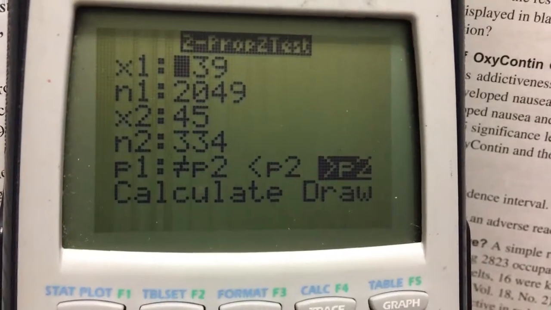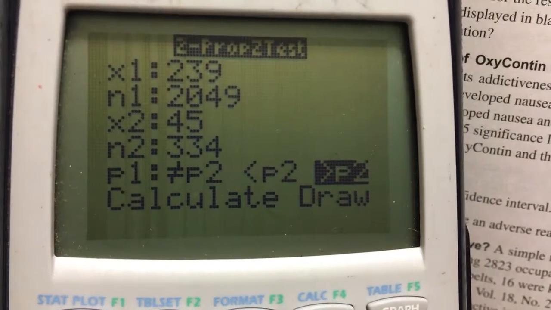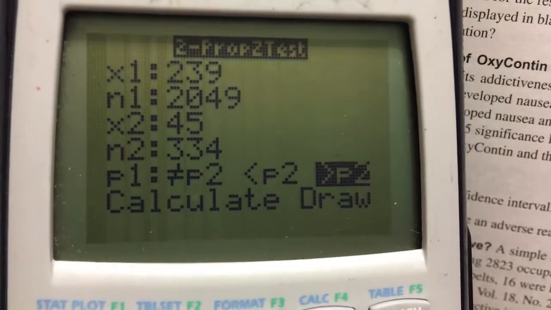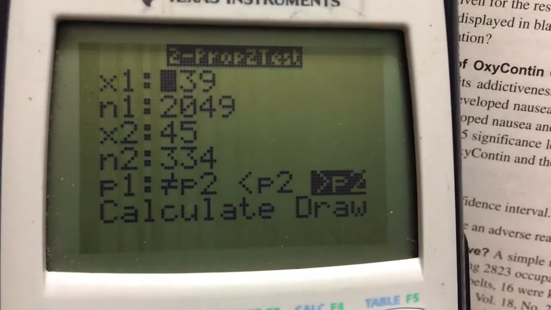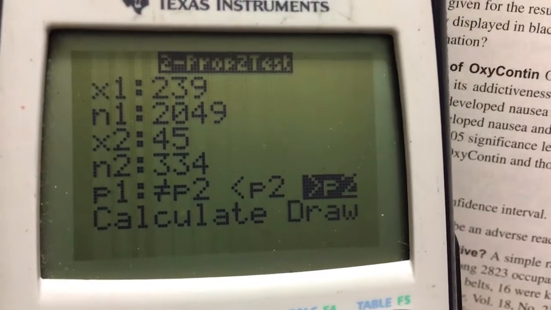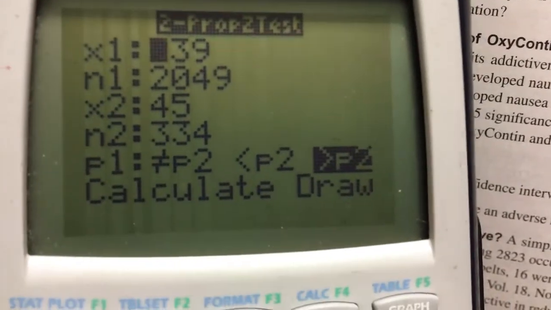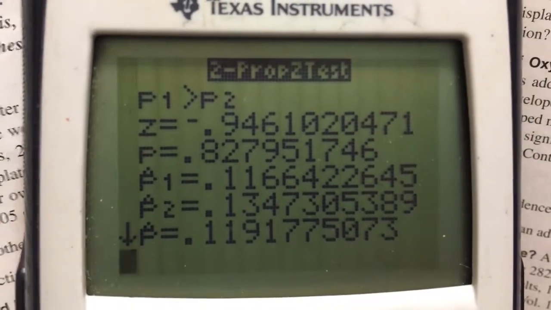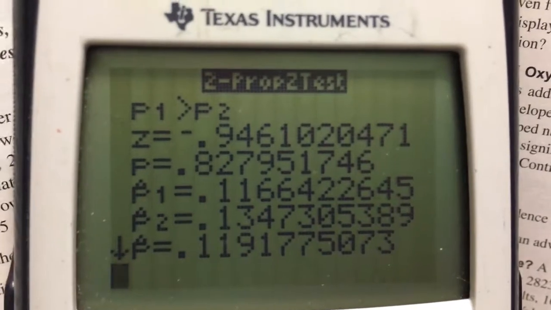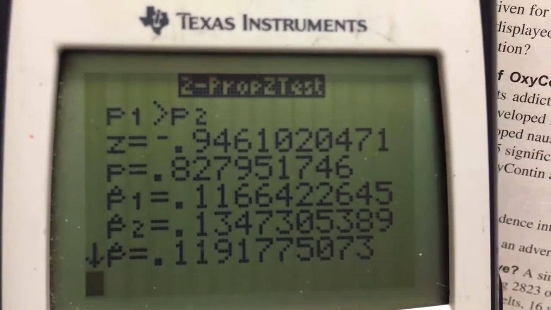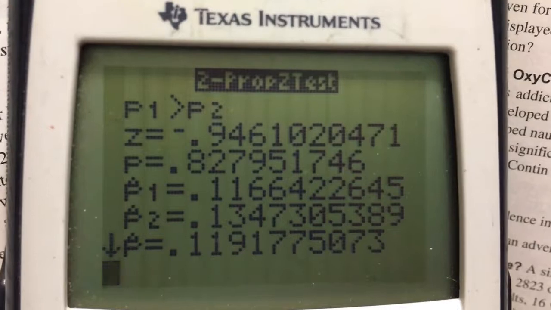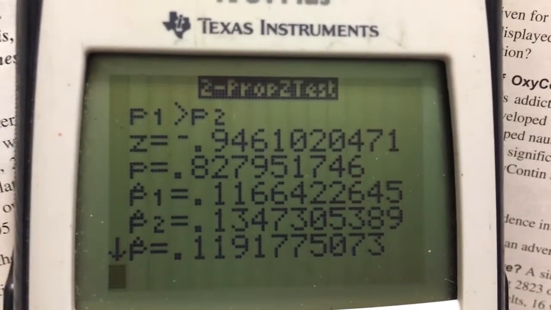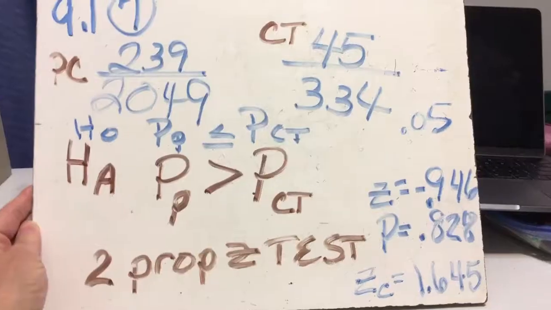And then we're going to use the P1 is greater than P2 because the first one is the passenger cars and the second one is the trucks. So we're just getting our relationship right there. Then we're going to move down to calculate, hit the calculate button, and we get a z-score of negative 0.946 and a p-value of 0.82979 or 0.8280. Here is my data board.